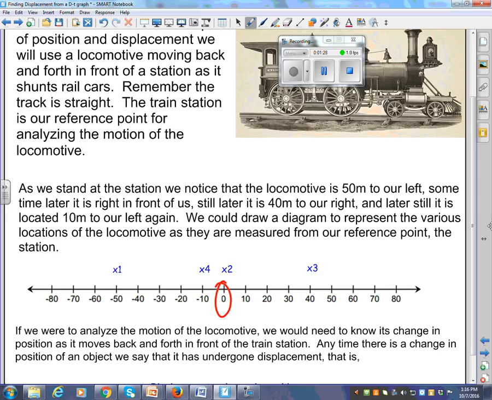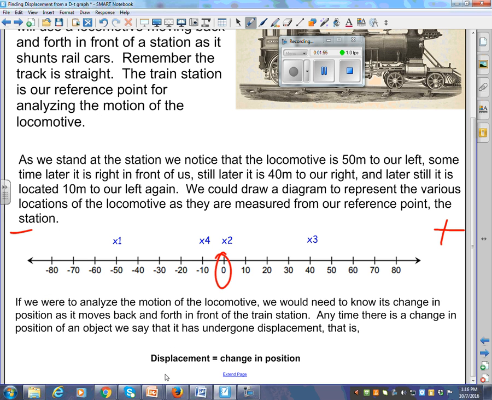And at one point, position 1, x1, it's at minus 50 to the left. Position 2, it's in front at 0, and it's at 40, and then it's at minus 10. So it's moving forward and backwards, right? Keeping in mind that motion to the right is positive and motion to the left is negative. If we were to analyze the motion of the locomotive, we would need to know its change in position as it moves back and forth in front of the train station. Anytime there is a change in position of an object, we say that it has undergone displacement.